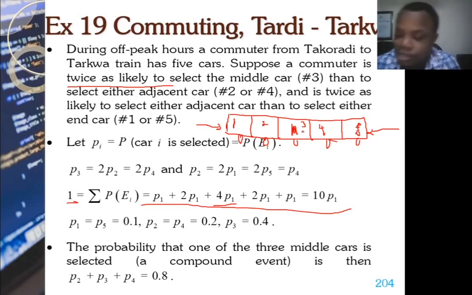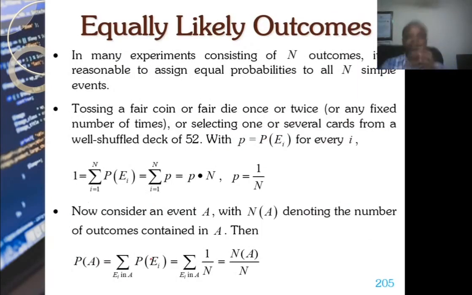So this is a typical example of how we estimate probabilities systematically. So that is that. Now also the probability that one of the 3 middle cars is selected. This is a compound event, the probability that one of the 3 middle cars will be selected. In this case, we are dealing with only cars 2, 3, and 4, and we know their values. That's 0.2, 0.2, and finally 0.4, and this is just going to give us 0.8. So that is that.